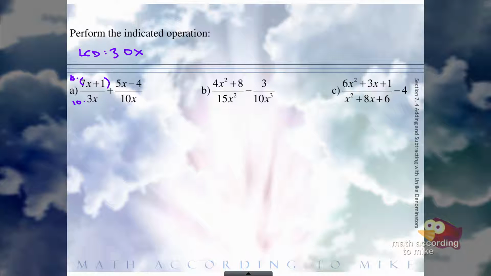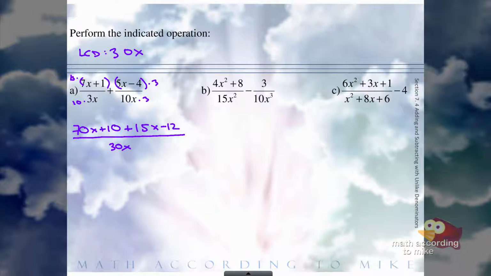And comparing the second denominator, 10x, to the LCD, I'm missing a 3. So I have to multiply the top and bottom by 3. Multiplying a 10 through the numerator of the first fraction gives 70x plus 10. Plus, multiplying a 3 through the second numerator gives me 15x minus 12. And I can put this all over one fraction because now they have a common denominator of 30x.